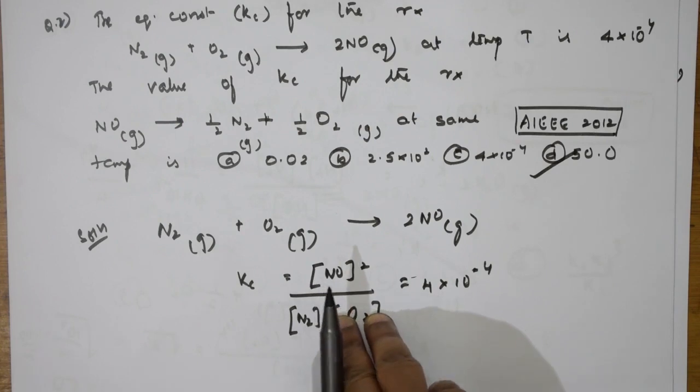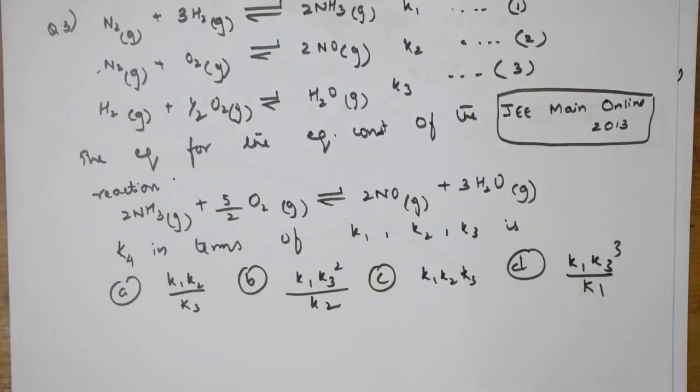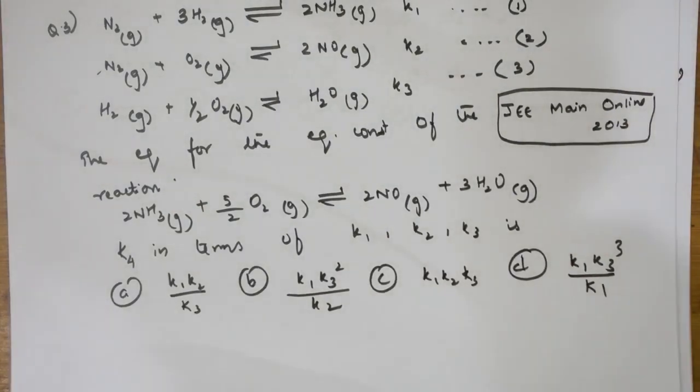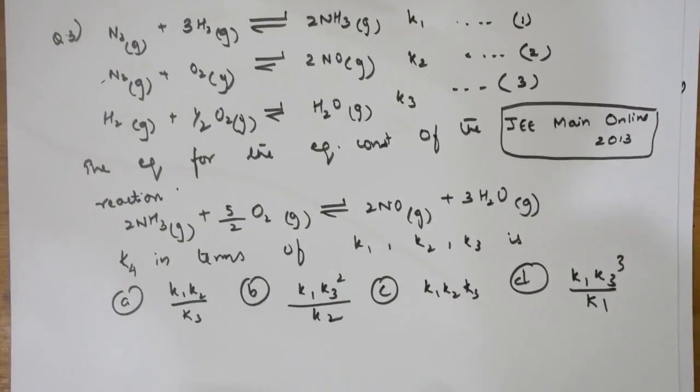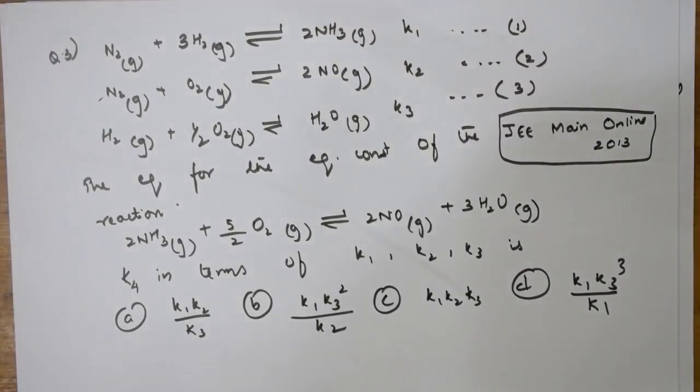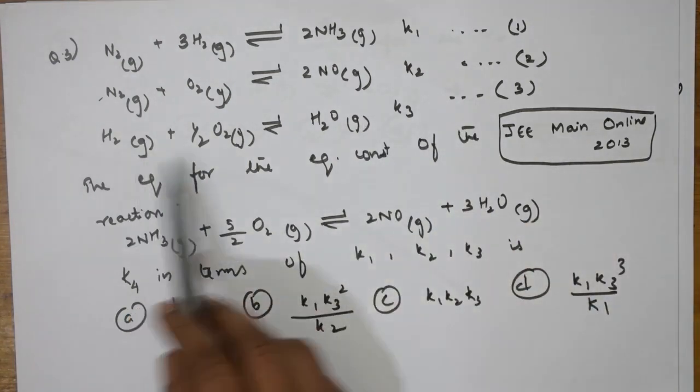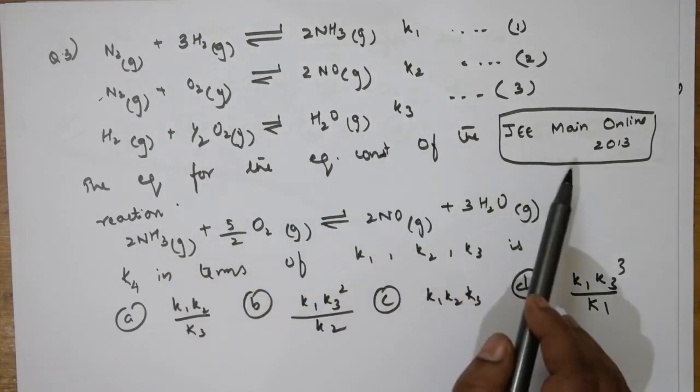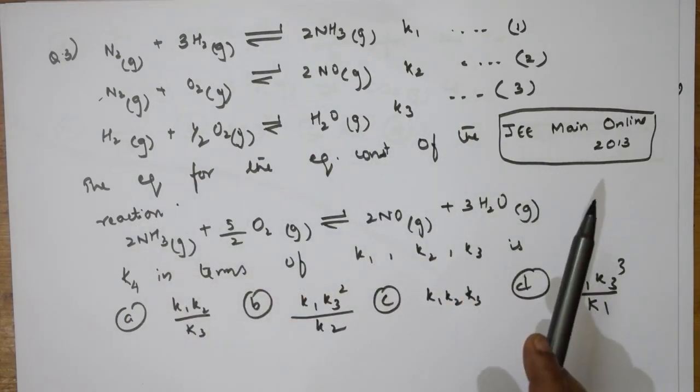Now after this question, what did they give me? Let us read one more question. In this question, they've given us nitrogen and hydrogen. They've given 3 sets of reactions. In these 3 sets of reactions, what should I do? I need to find the equation for the equilibrium constant of the reaction. So let's read the question first. The first reaction is given K1, the second reaction is given K2, the third reaction is given K3. This is an online question from 2013.